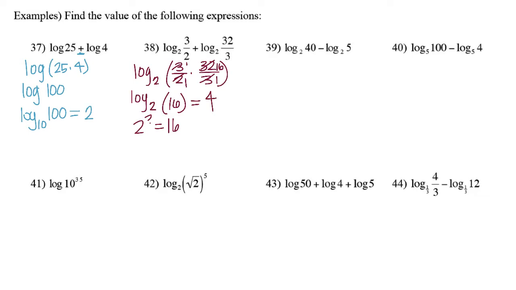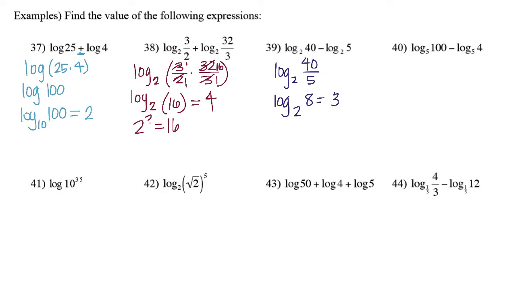Now moving on with our next example, number 39, our logarithms are separated with subtraction. And so that means we have to condense with division. So we will condense these. We have log base 2, and this is going to be 40 divided by 5. And so we have log base 2, 40 divided by 5 is 8. And 2 to what power is 8? 2 to the third.